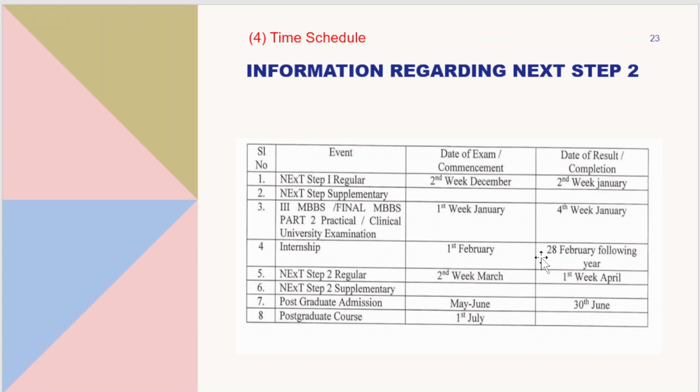Internship 1st Feb to 28th Feb of the following year. Next step 2, second week of March. Okay, so December is the next step 1 regular examination, and next step 2 regular second week of March, and the first week of April the result will be declared. Next step 2, supplementary, after 6 months, postgraduate admission May June, and the result would be declared on 30th June. The postgraduate course shall start from 1st July.